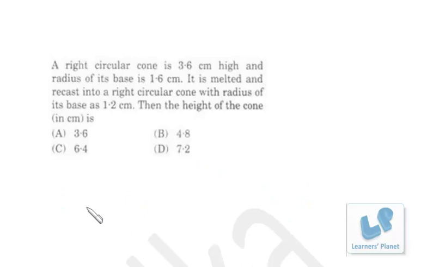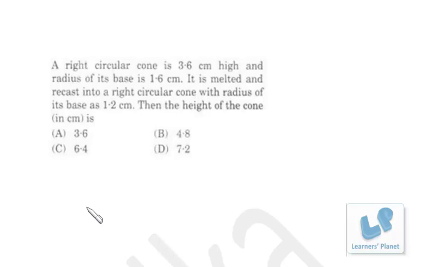Now this problem: a right circular cone is 3.6 centimeter high and the radius of the base is 1.6 centimeter. It is melted and recast into a right circular cone with radius of the base 1.2, and we have to find out the height of the cone. Now friends, whenever you are solving these sort of problems based on mensuration, if one body converts to other, whether it is cone to cone, cone to cylinder, cylinder to cone, cone to sphere, sphere to cone, maybe cube, cuboid, any conversion, the volume will always remain the same. That is the basic funda, right?